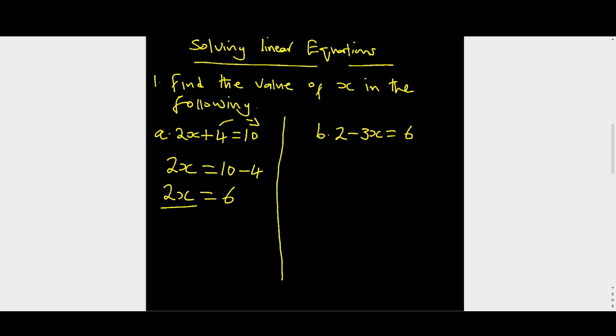So we divide both sides by 2. This 2 and that 2 will cancel. So I'm going to have x equal to, 2 into 6, 1, 2 there, we're going to have 3. So my x will equal 3.